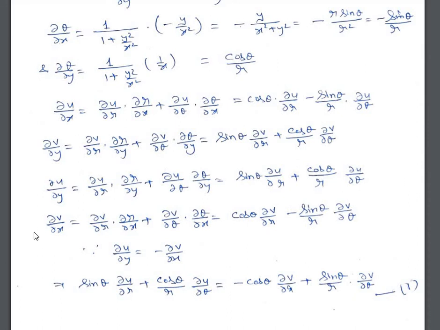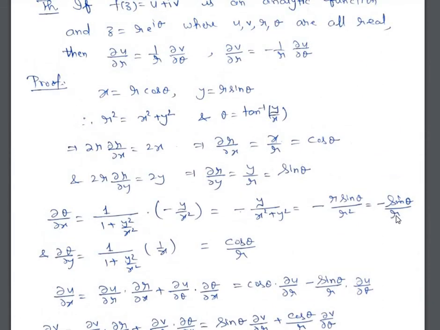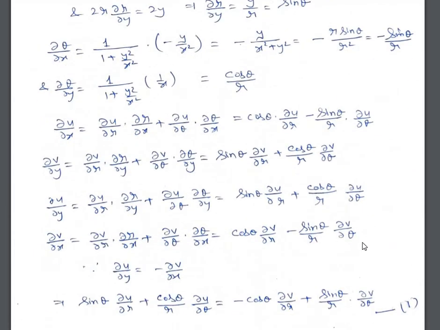And finally, del v upon del x is del v upon del r into del r upon del x plus del v upon del theta into del theta upon del x. Now del r upon del x is cos theta and del theta upon del x is minus sin theta upon r. So we get this. Now make use of Cauchy-Riemann equation.